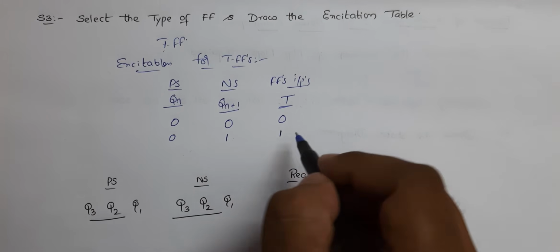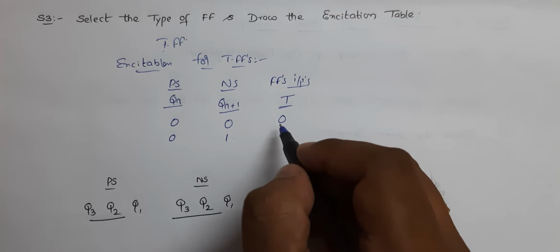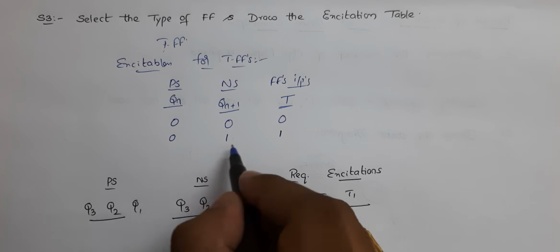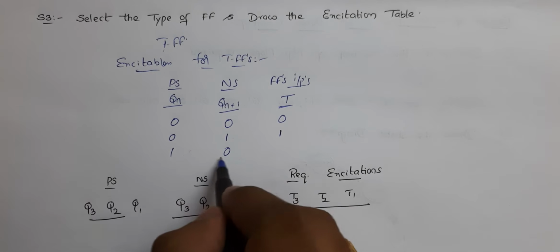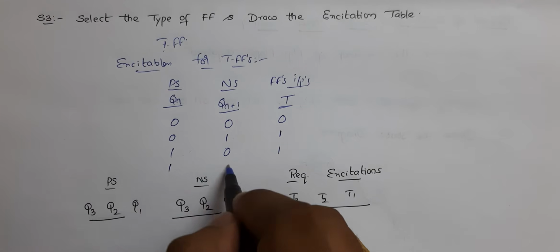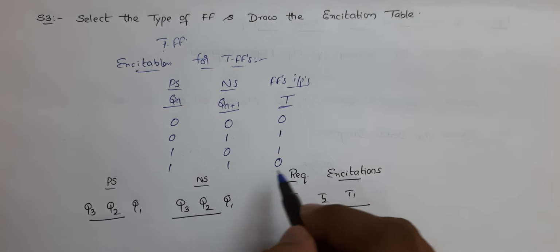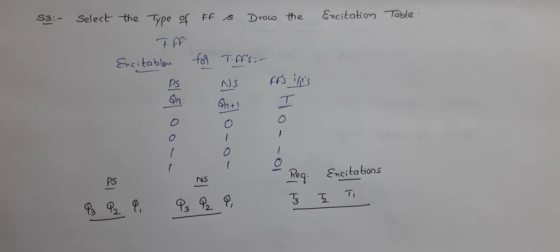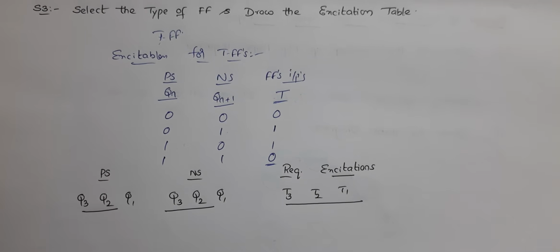Why? Because it is a toggle condition. Under the toggle condition, the present state output and next state output are reciprocal to each other. So for 1 and 0, which are also reciprocal to each other, T should be 1. And for 1, 1, if the present state and next state outputs are both the same, then definitely T should be 0. Like this, we define the excitation table for the T flip-flop.